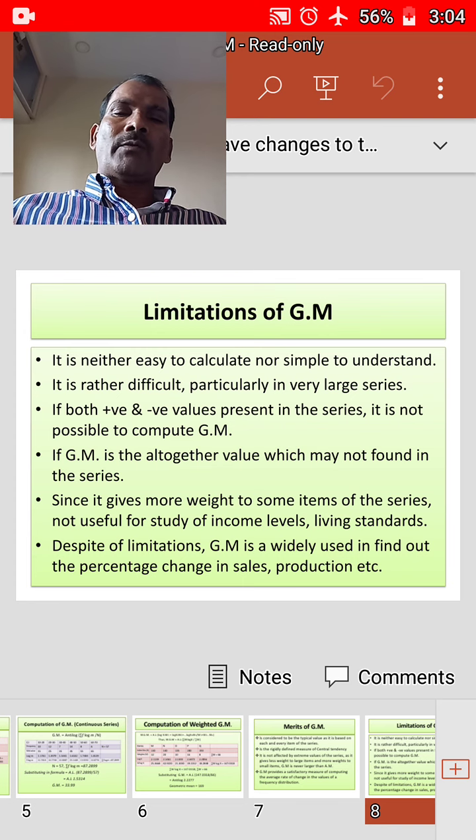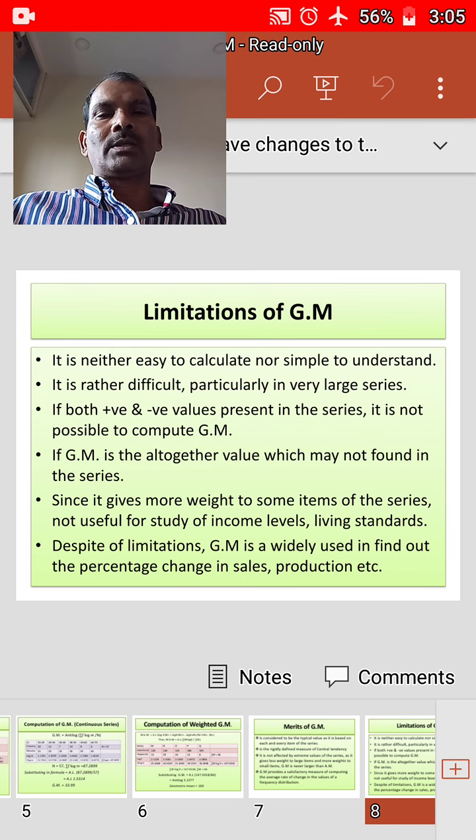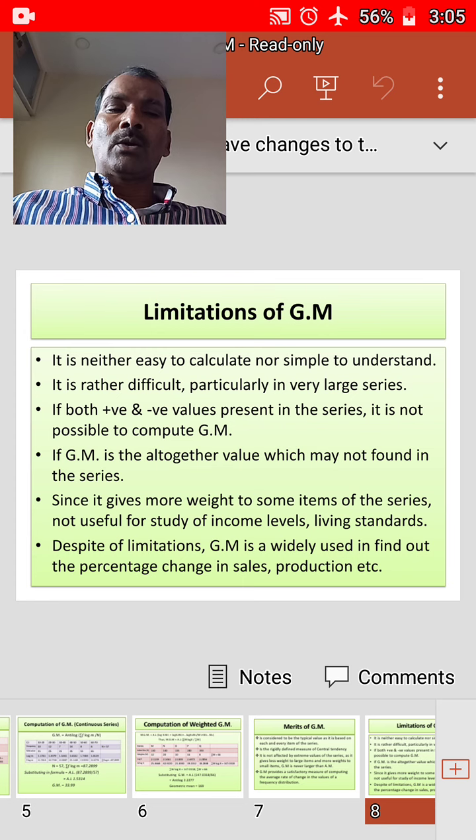Then quite often the value of the geometric mean is altogether a value which may not be found in the series. Sometimes we may get some value for the given data, but it may not be in the given series. Sometimes we may get such a value.